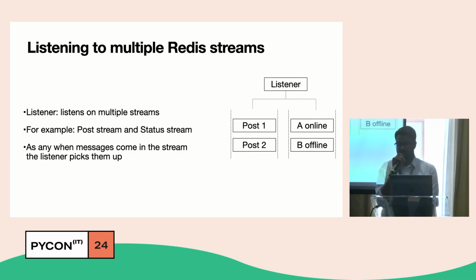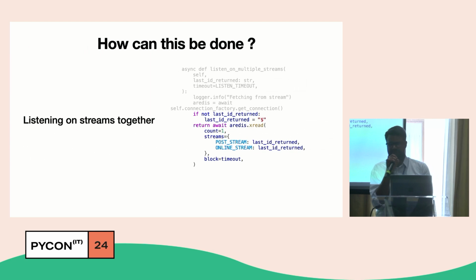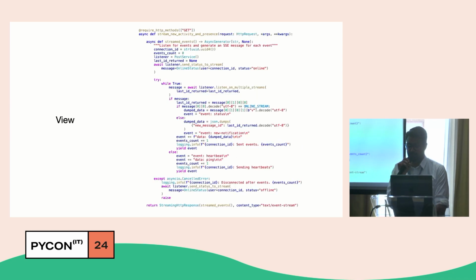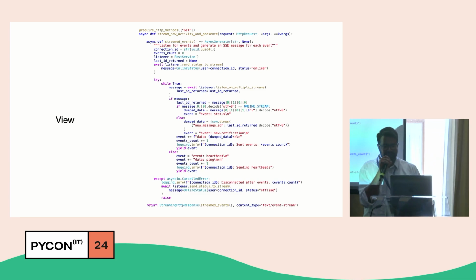Let's look at how the code looks. So this is listening to streams together. It's predominantly this simple. The last ID returned is something that we have to store, but after that, on any stream, any message that comes in, this method just gives it back. How does the view look? You're able to see it? Yeah, okay.